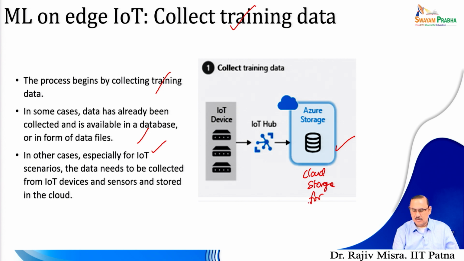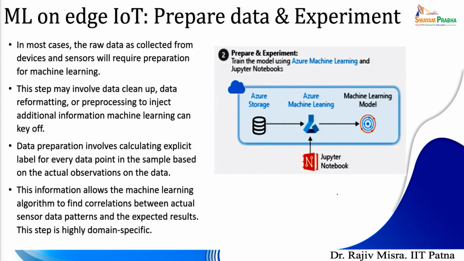The second step here is to prepare the data and the experiment. In most cases, the raw data as collected from the devices and sensors will require preparation for machine learning. This step may involve data cleanup, data reformatting, and pre-processing, to inject additional information that machine learning can key off.